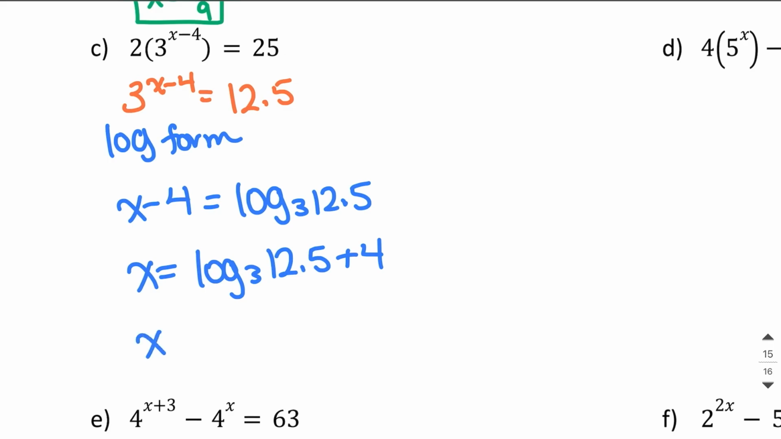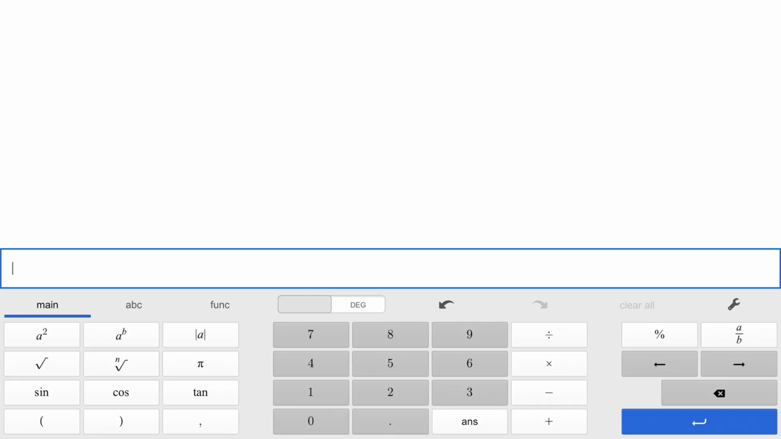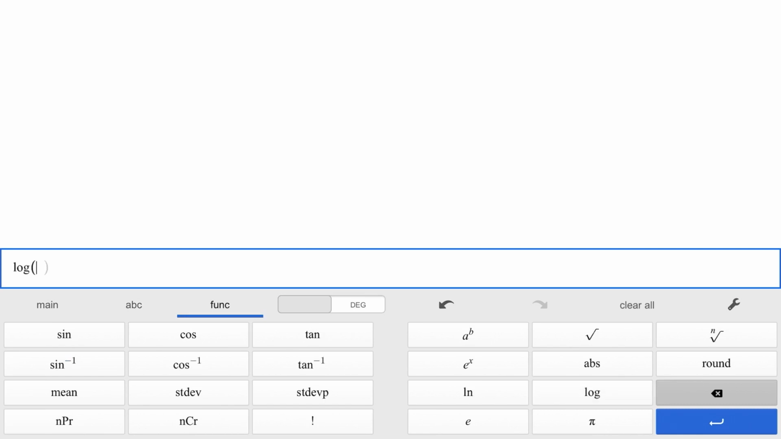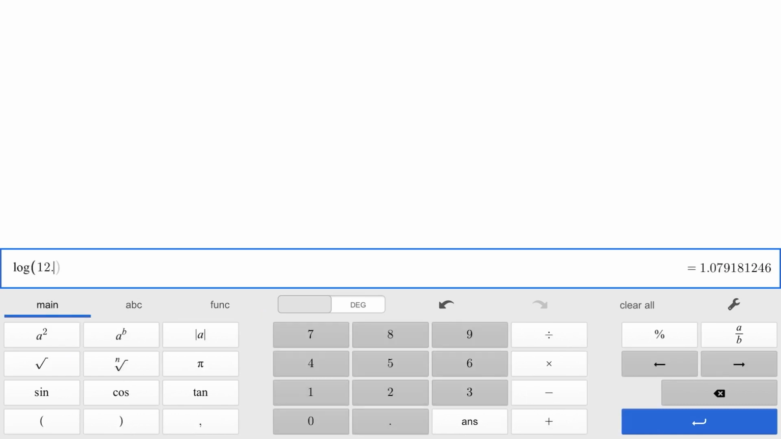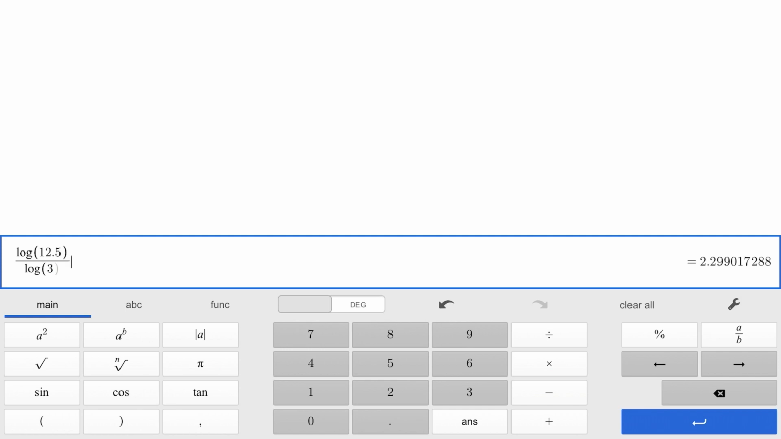And then I will type that into my calculator. If you're lucky enough to have the option to type in log base 3 of 12.5 into your calculator, great. I'm not lucky enough. So I'm going to type in log of 12.5, and then divide that by log of 3 because I'm using the change of base formula. And then I'm going to add 4 to that. And then this is my answer right here, which is approximately 6.30.